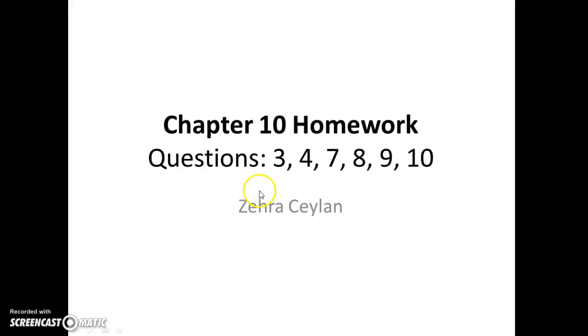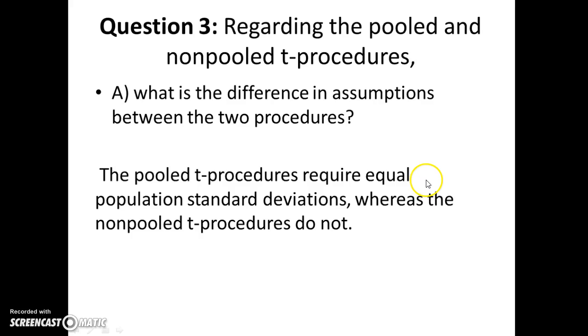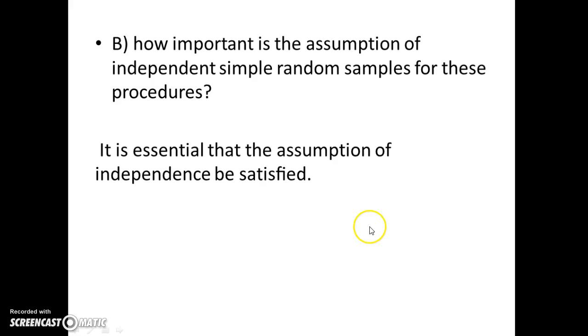Chapter 10 homework questions 3, 4, 7, 8, 9, and 10. Question 3. Regarding the pooled and non-pooled two-sample t procedures, what's the difference? The difference is that the pooled procedure requires equal population standard deviations, but the non-pooled does not.